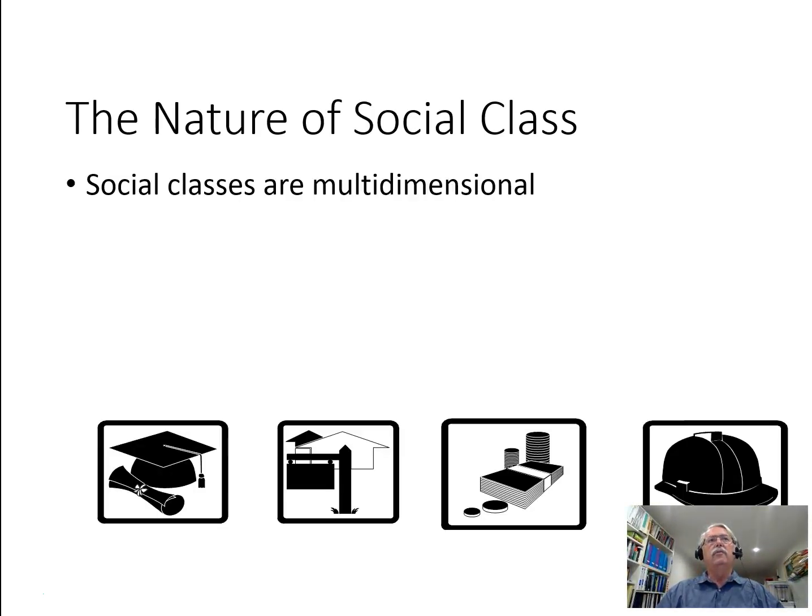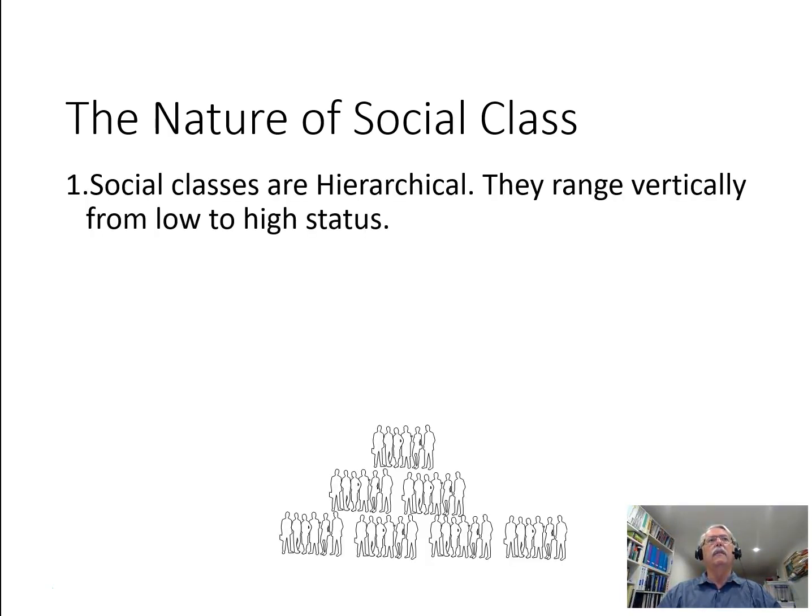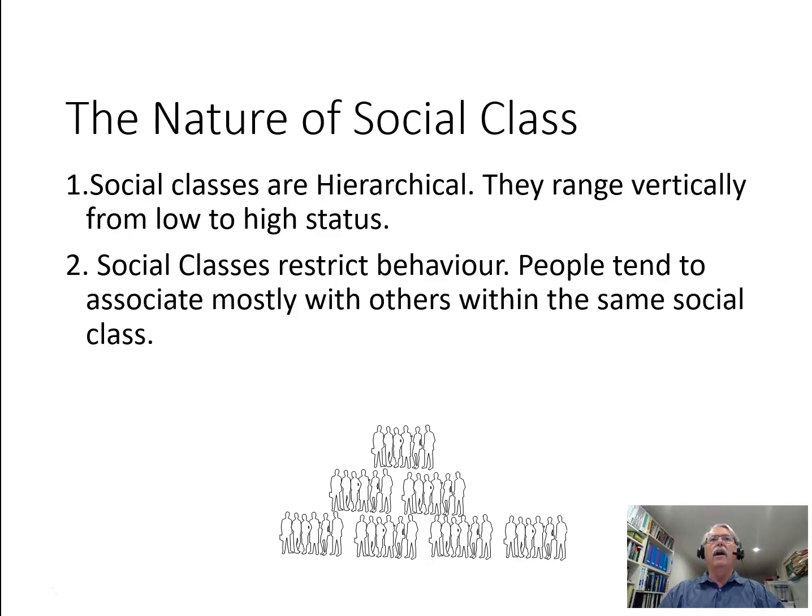Let's talk about the nature of social class. Social classes are multidimensional. They can be based on components such as money, occupation, housing, and reputation. They're hierarchical. They can be vertical from low to high status. They can also be horizontal.